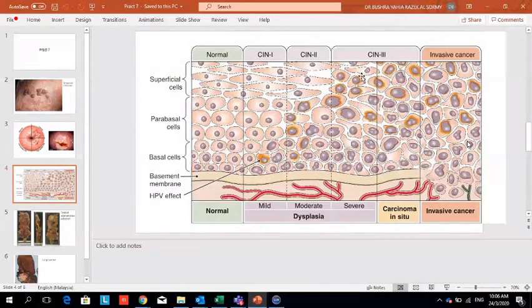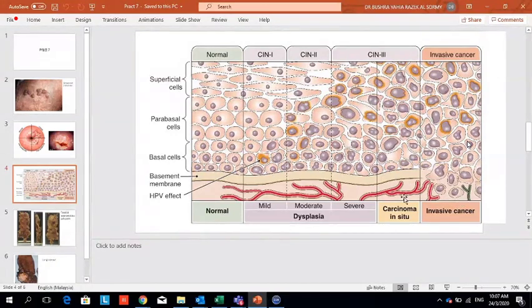Okay, in CIN3 we have the whole thickness of the epithelium, and there is no difference between the basal and the outer layer. They are filled with dysplastic or malignant cells. But look here, the basement membrane is still intact. In invasive carcinoma, see it breaking the basement membrane and invading the underlying tissue.